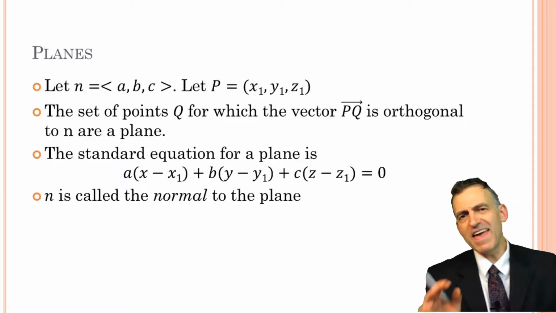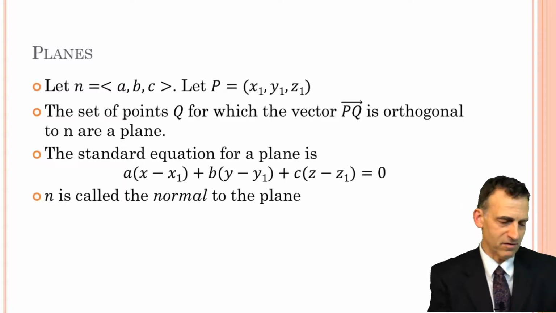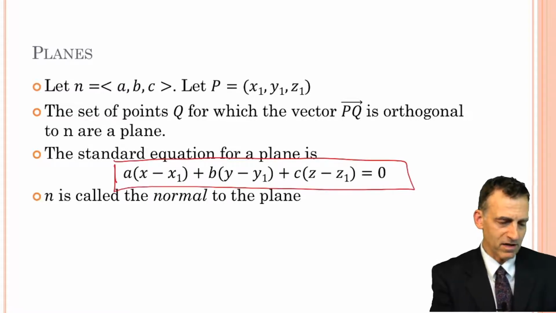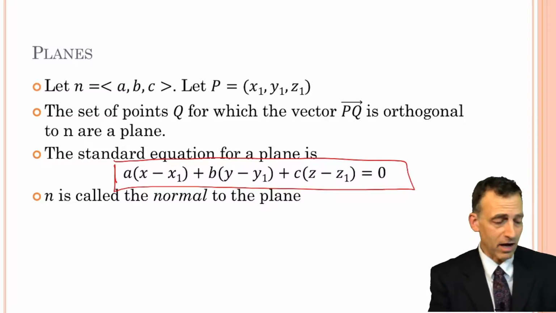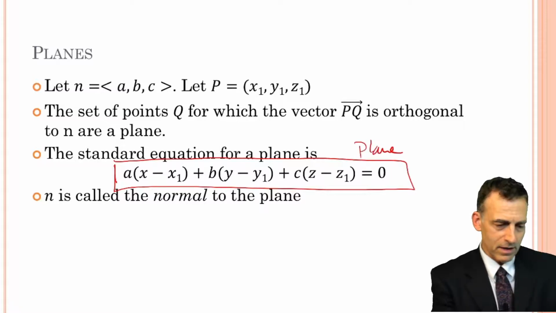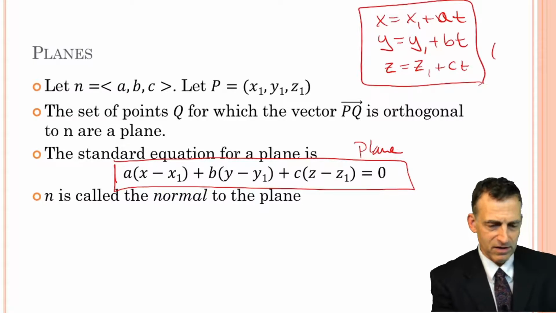Now, something that I can't stress enough is that when you're dealing with planes, it's different from dealing with lines. A plane is going to have a single equation, whereas a line is three equations. So this is a plane, and this, y is equal to y1 plus bt, sorry, I had to think for a minute here, z is z1 plus ct. So this is a line.